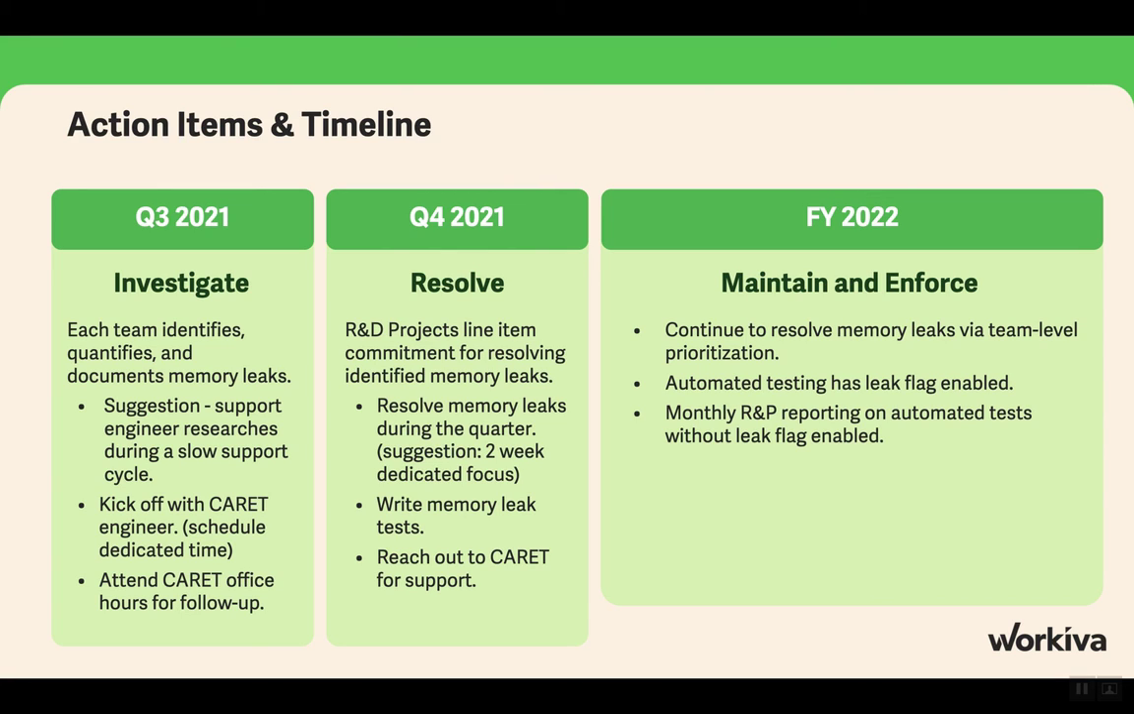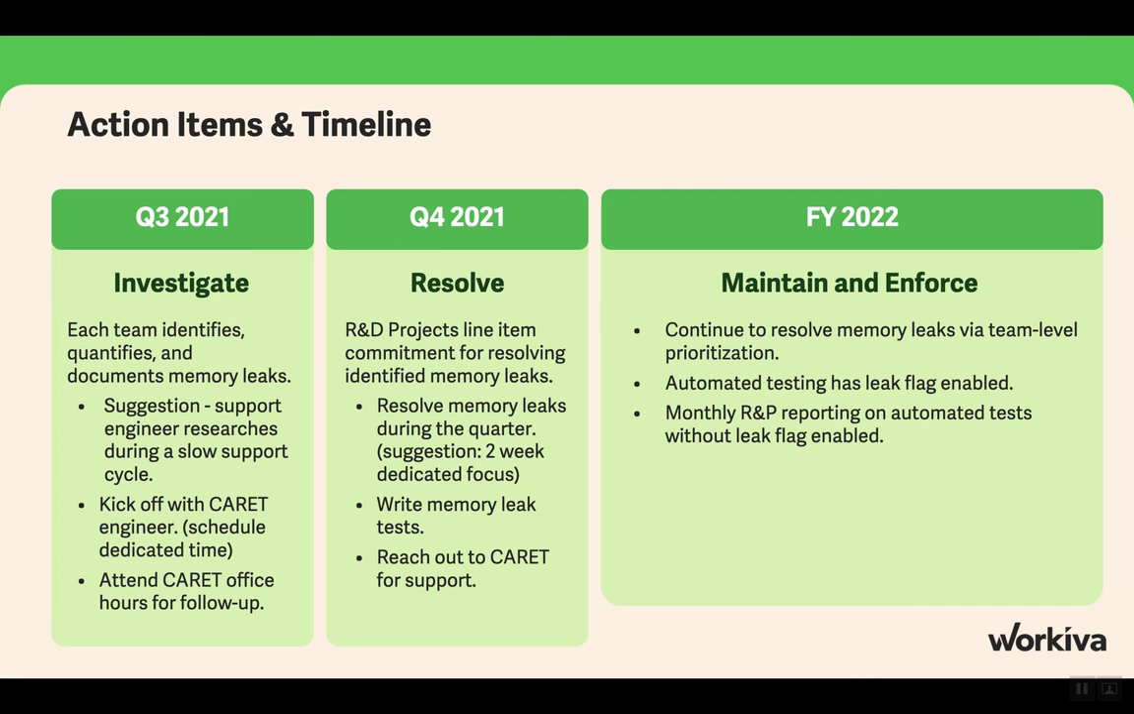So we're going to continue to resolve memory leaks via team level prioritization. Our recommendation here: bring in memory leak resolution tickets or any time spikes budgeted for memory leak resolution, just like you would any other support or bugs that get reported. Just groom them and bring them in as needed in accordance to how the team operates today.